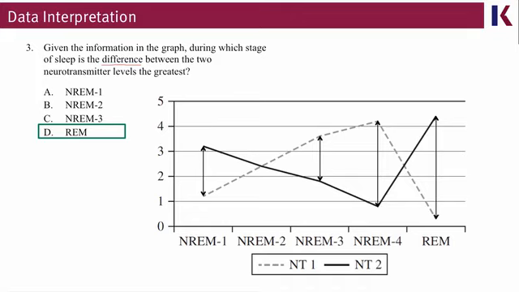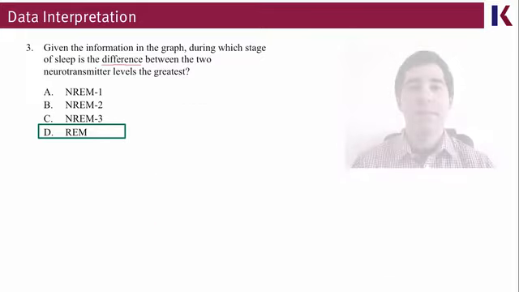You might have noticed that this graph is actually put together in a somewhat contradictory way. The trend in neurotransmitter levels would have been visually smoother if REM were on the left side rather than the right. This is not uncommon on the MCAT. Presenting data in a slightly obfuscated or unclear way can be a classic mechanism by which the AAMC can increase the difficulty of a question.